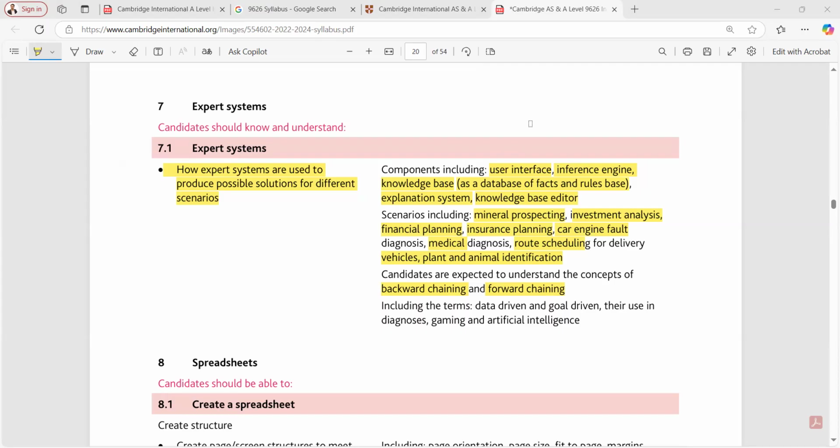Then we also need to discuss the concept of backward and forward chaining, and then we need to discuss terms like data driven, goal driven, and their uses in diagnosis, gaming and artificial intelligence. So if I start this chapter, expert system.